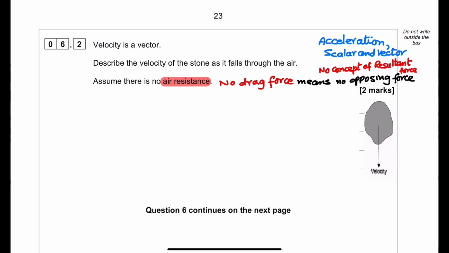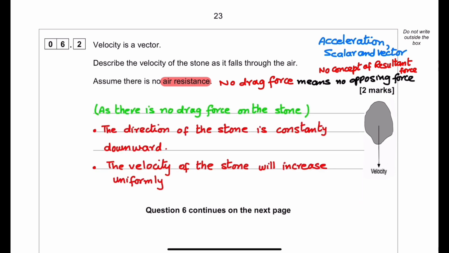Let's see the model answer. As there is no drag force on the stone, which is given in the question that there is no air resistance, the direction of the stone is not changed. Therefore, the stone keeps moving downward. The velocity of the stone will keep increasing uniformly because there is no opposing force acting on it.